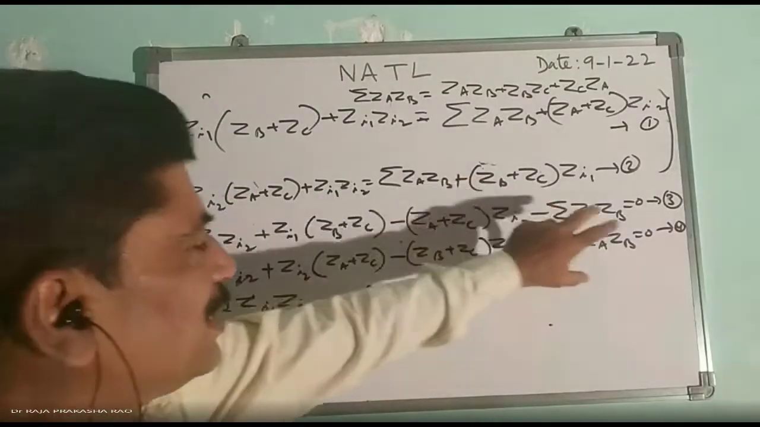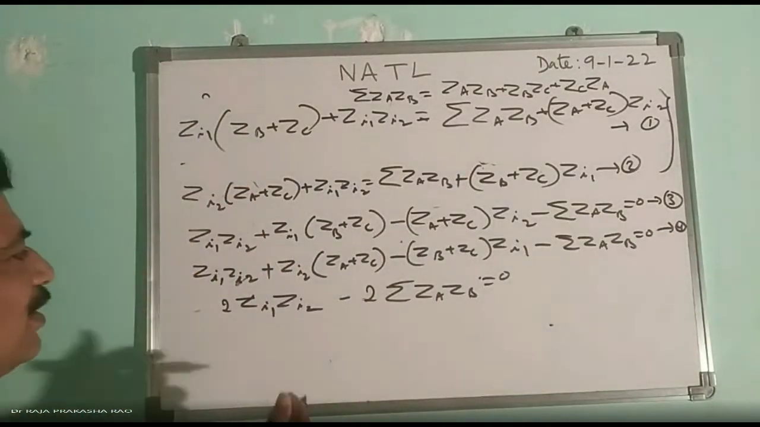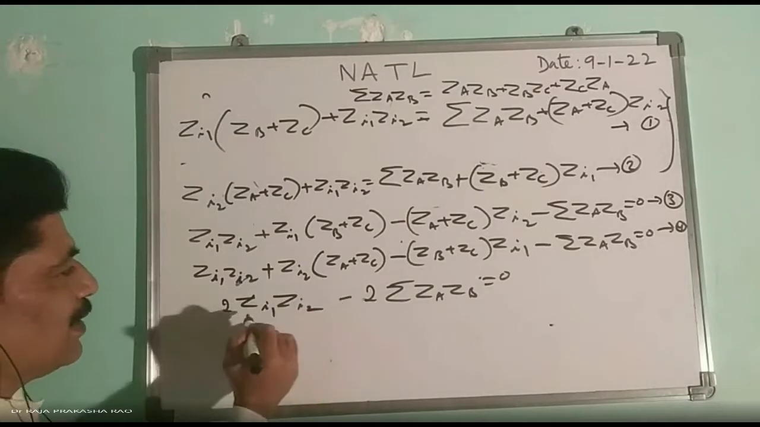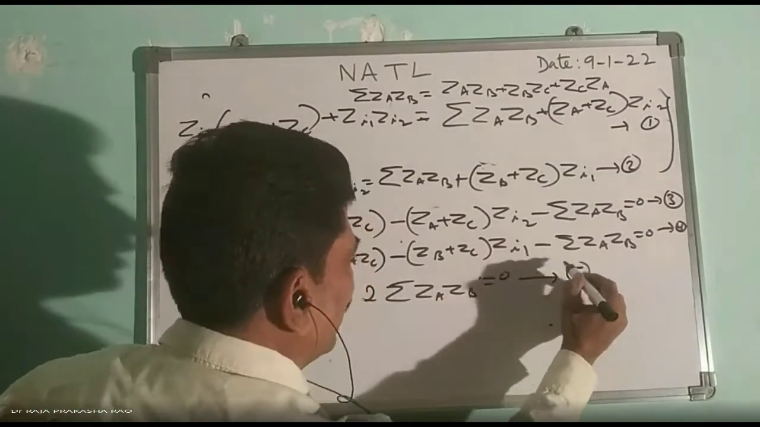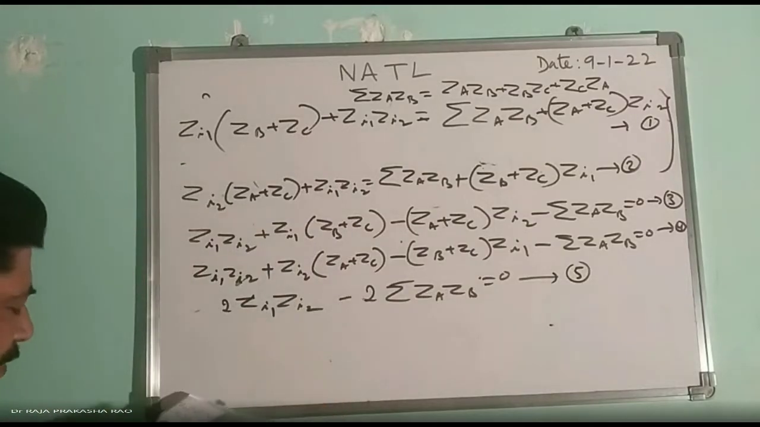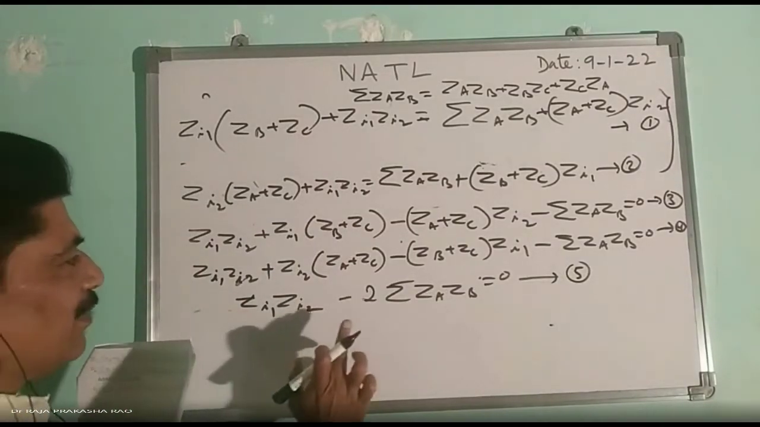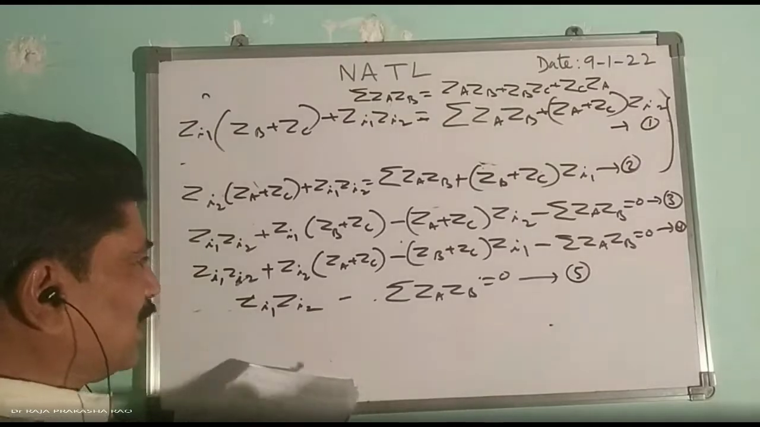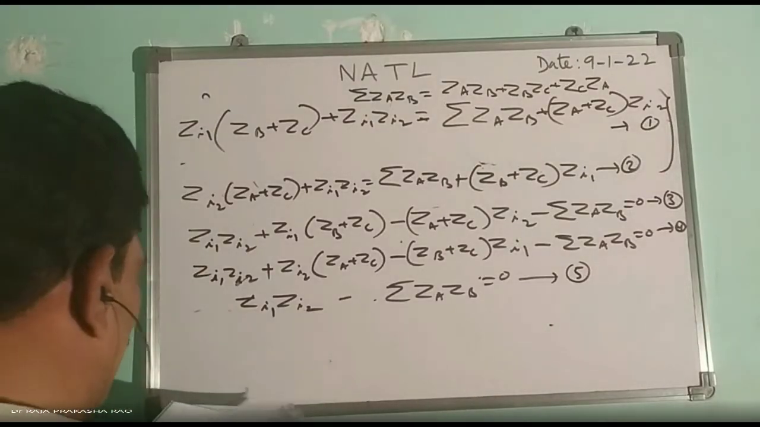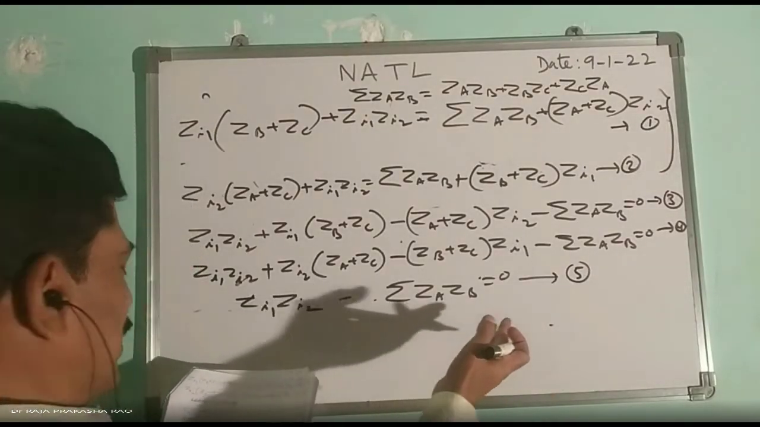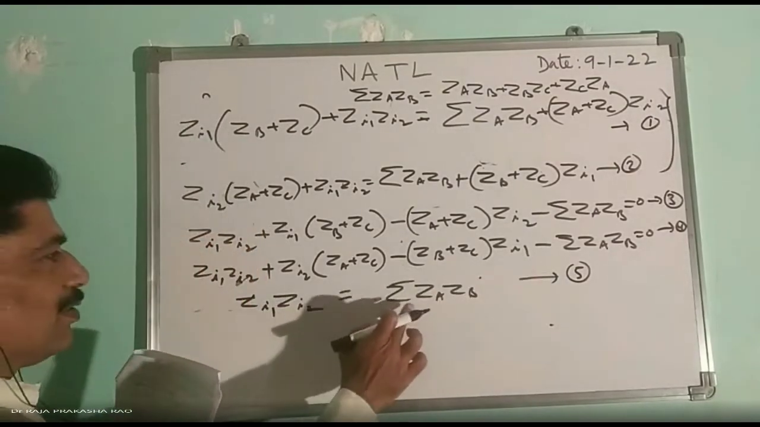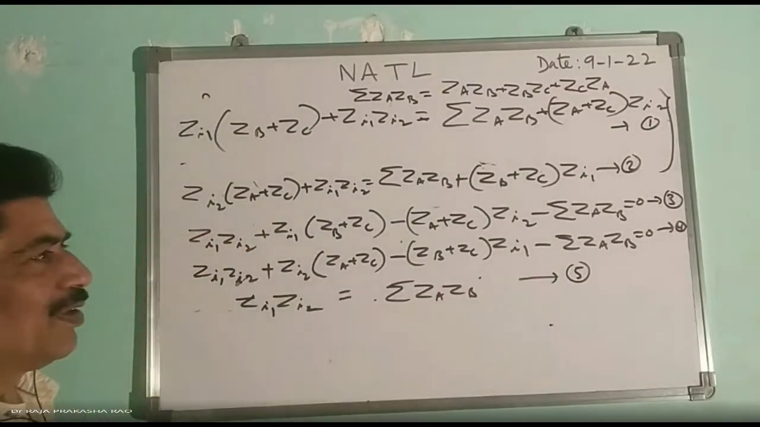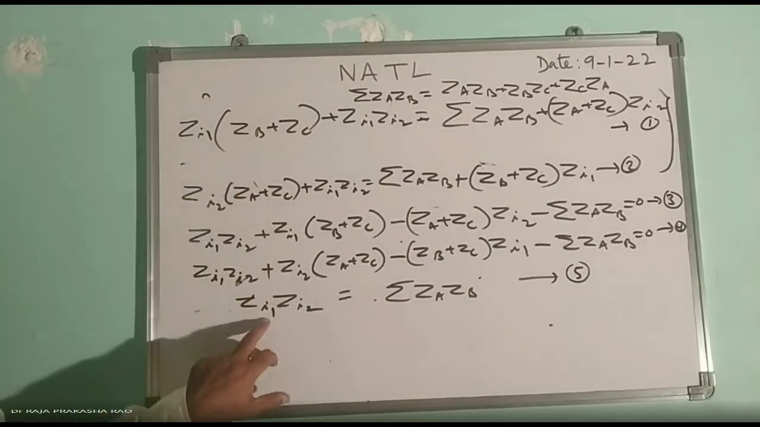Now I have added equations 3 and 4. Then if you add, we will get this expression, this equation. Let us name it equation number 5. So 2 will get cancelled. Finally, it will be Zi1 Zi2 minus sigma Za Zb is equal to 0, or Zi1 Zi2 is equal to sigma Za Zb.